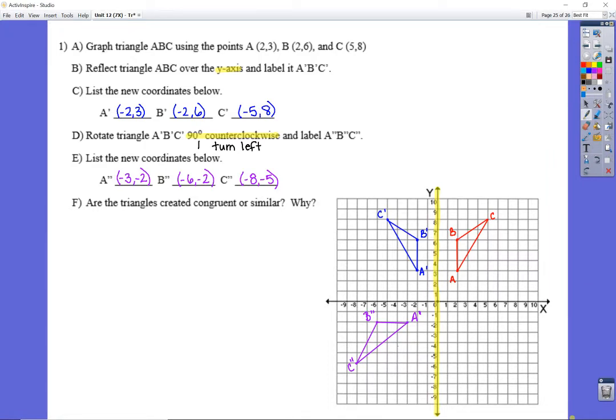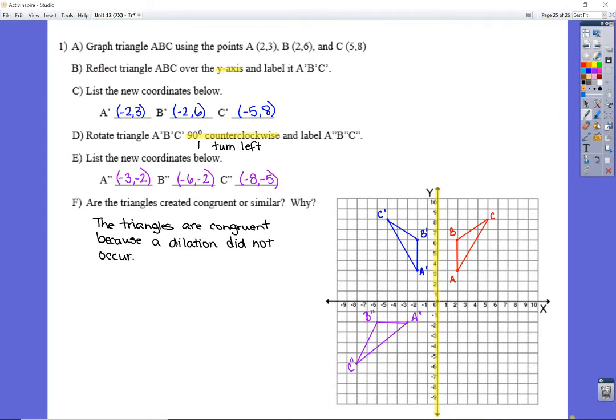And lastly, part F says, are the triangles created congruent or similar, and why? So we know that the triangles are congruent. Remember that congruent means they're the exact same. And we know that they're congruent because a dilation did not occur.